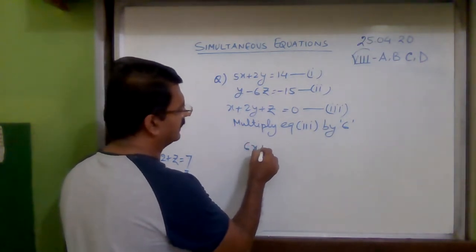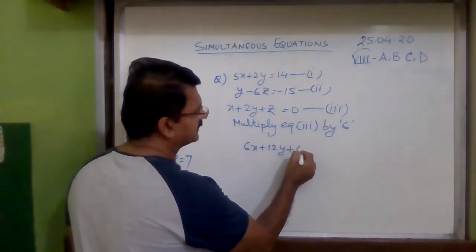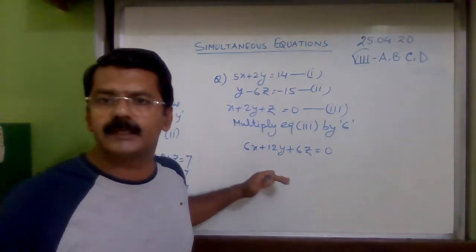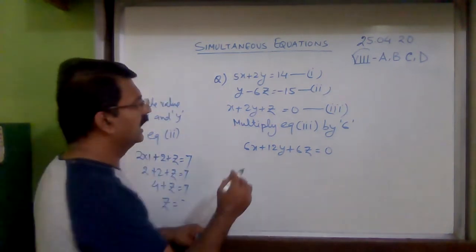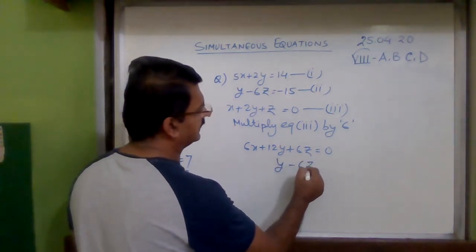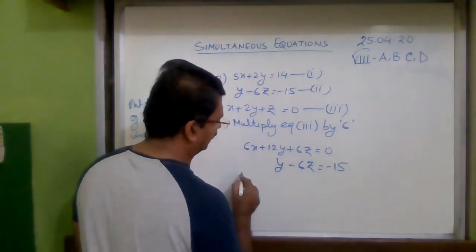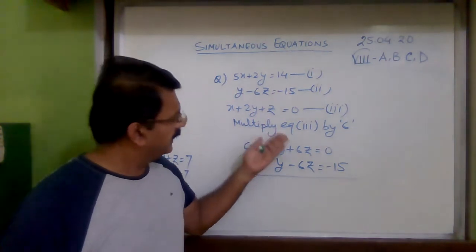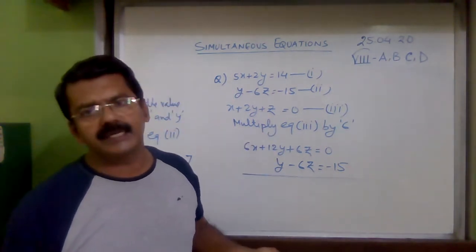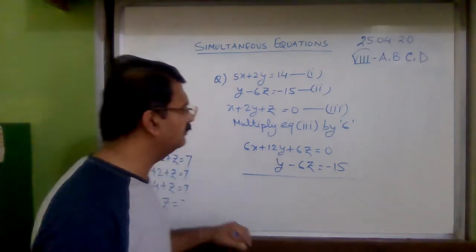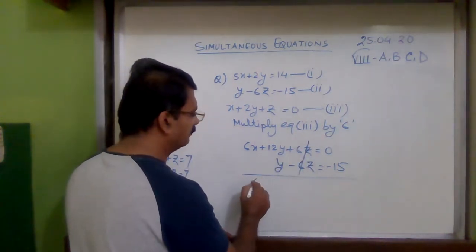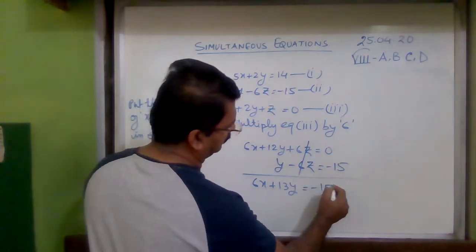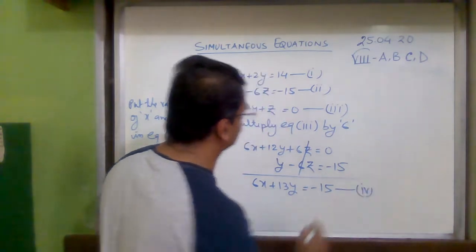So it will be 6x plus 12y plus 6z is equal to 0, because you know that 0 into 6 is 0. And below this equation you will write the second equation, that is y minus 6z is equal to minus 15. Now you can see there is no need to change the sign also, as already in one equation it is plus 6z, in other equation it is minus 6z. So simply we will add them. Minus 6z plus 6z cancels out.